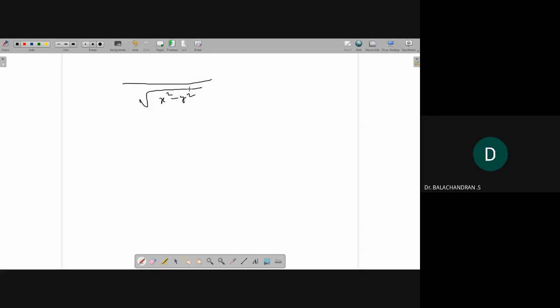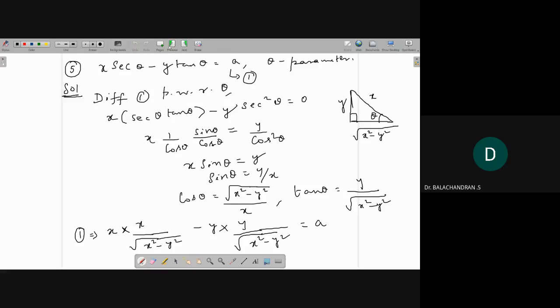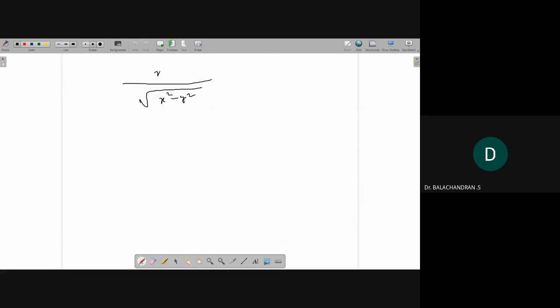So in the numerator we have x square minus y square, divided by root of x square minus y square equal to a, or root of x square minus y square equal to a. This implies we have x square minus y square equal to a square.